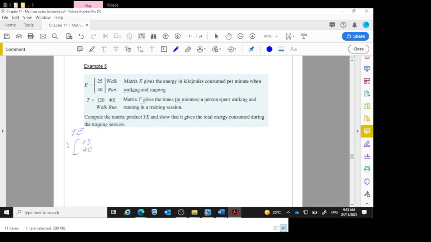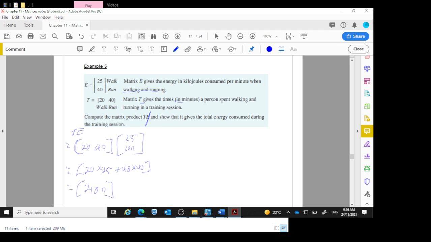Oops, that's not T, that's E. That wouldn't work if I do it this way. So we've got here T, 20 and 40. Make sure the matrix is in square brackets, please. And E, which is 25 and 40. So we've got 20 times 25 plus 40 times 40. When we work that out, we end up getting 2100. So we've done up to there.